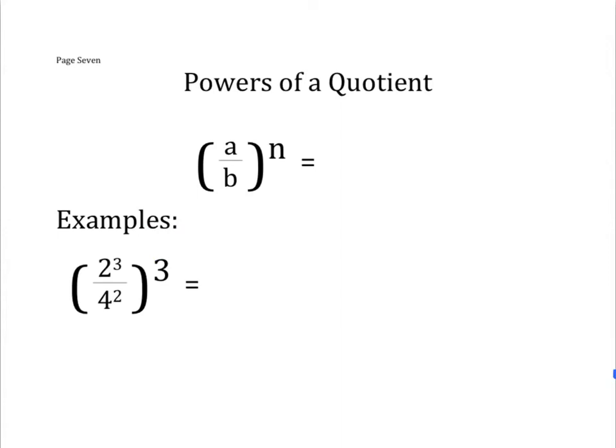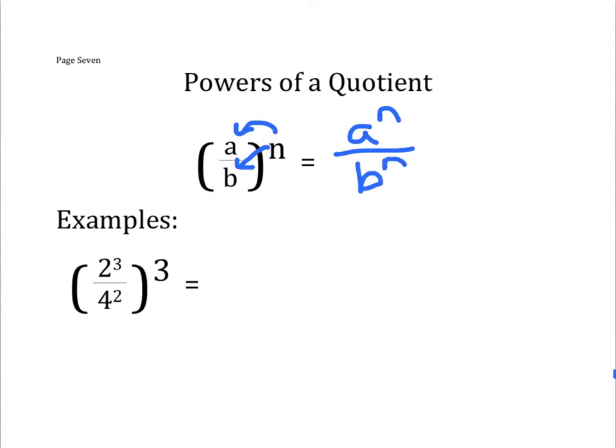So we are now on page 7 in our foldable, and it is powers of a quotient. When you have powers of a quotient, so meaning if you have something that is a fraction already, something that's being divided by something else, and you try to take the power of it, it's going to be the same thing as distributing the power to each variable or each item inside the parentheses here. So in this case, a over b raised to the nth power is going to be the same thing as a to the nth over b to the nth.